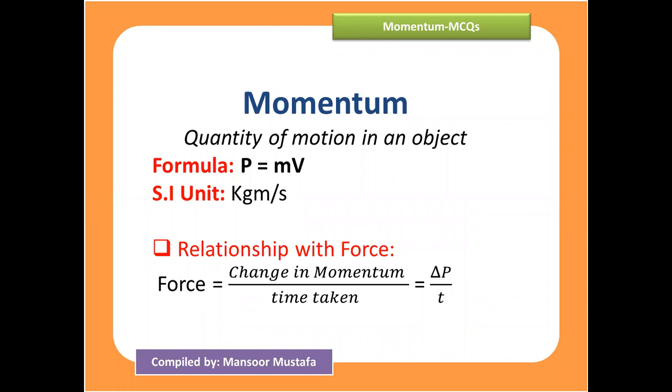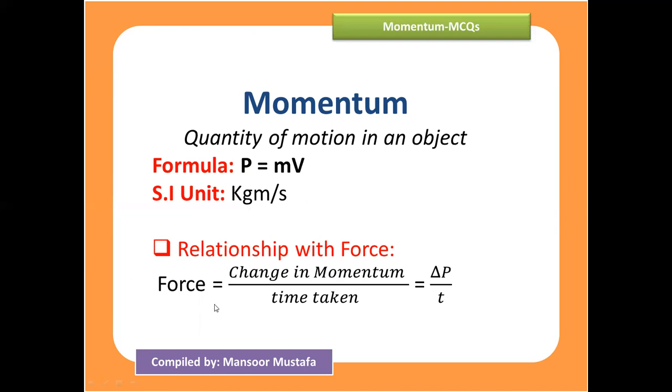Now, when we talk about momentum, this is the quantity of motion in an object. It means if an object is moving, how much quantity of motion it contains is called momentum. If an object is at rest, it won't have any momentum. This is represented by the symbol P, and the formula to calculate momentum is the product of mass and velocity, and its SI unit is kilograms meters per second.